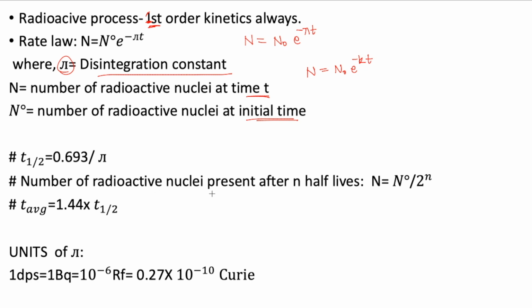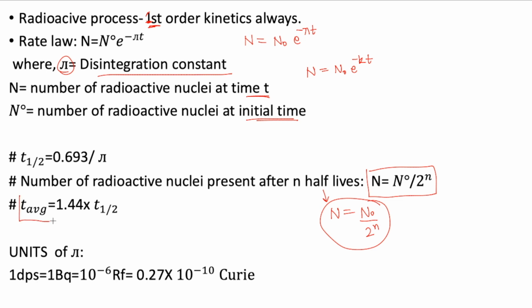The number of radioactive nuclei present after n half-lives is given by the formula N = N₀ divided by 2 to the power n. You can use this formula if the question asks for the number of radioactive nuclei after, let's say, 5 half-lives. So n will be 5 here. The initial value of nuclei will be given to you, and that's how you can calculate.